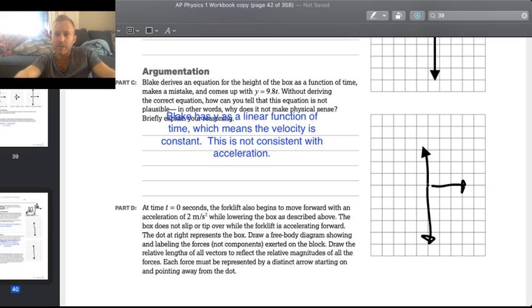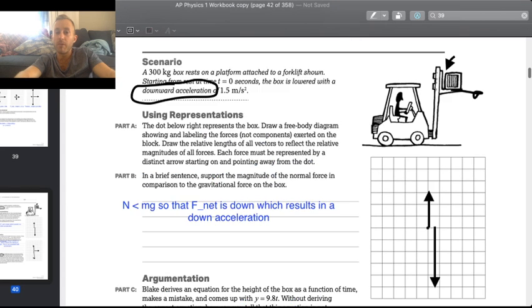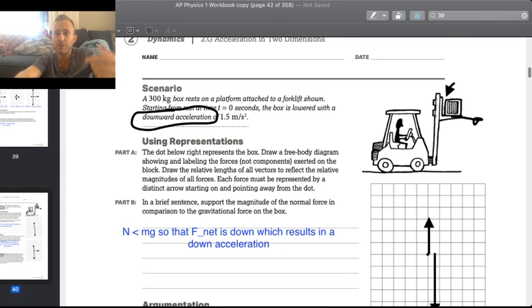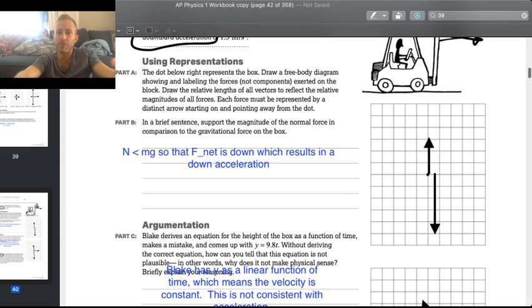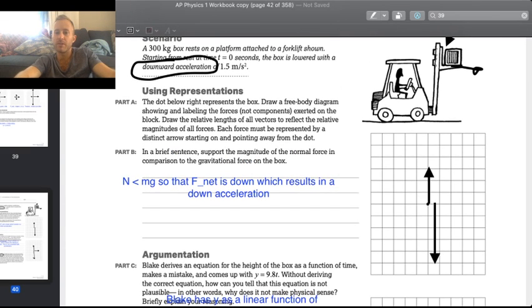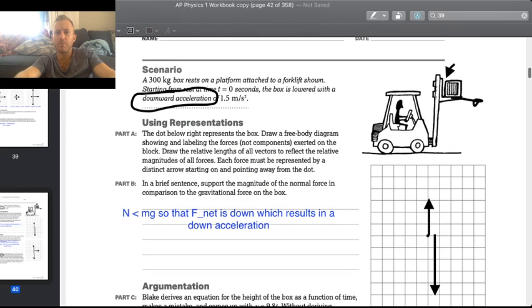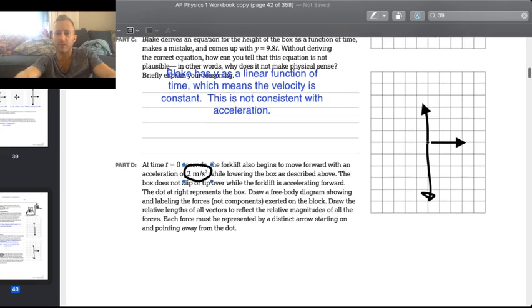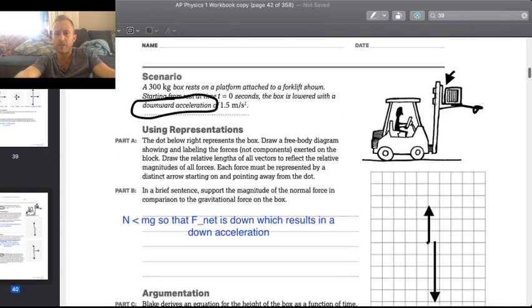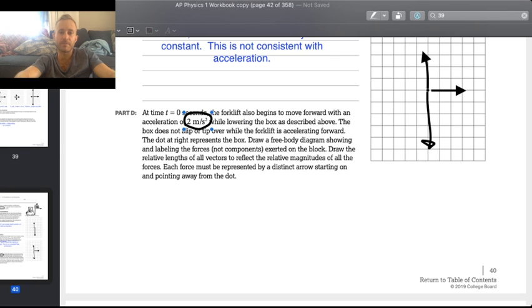Why is that? Because notice how the rightward acceleration is 2 meters per second squared, which is greater than 1.5 meters per second squared. So that means that the horizontal net force has to be bigger than the vertical net force. In fact, technically I should have drawn it 30% longer because 1.5 to 2 is a 33% increase.